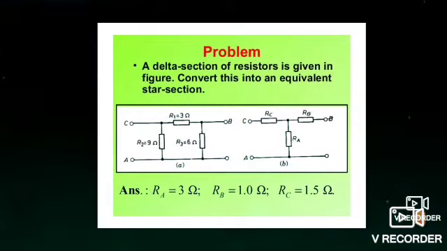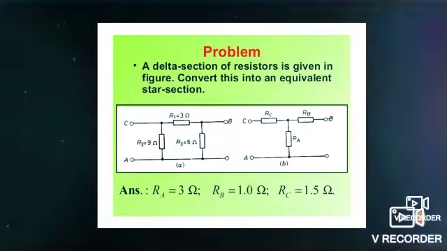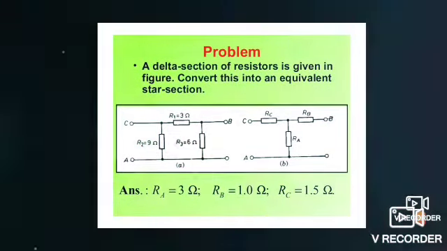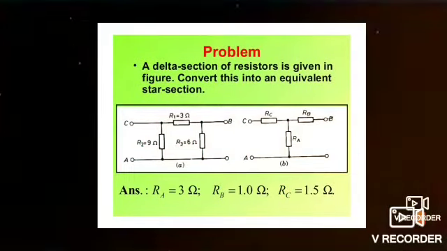So 9 into 3 divided by 9 plus 3 plus 6 gives the 1.5 ohm. So the answer is RA is 3 ohm, RB is 1.0 ohm and RC is 1.5 ohm.